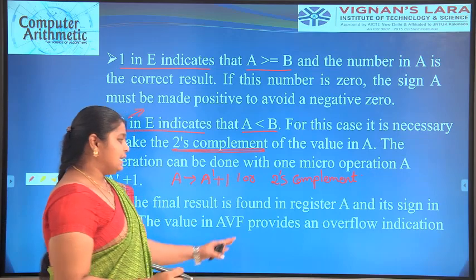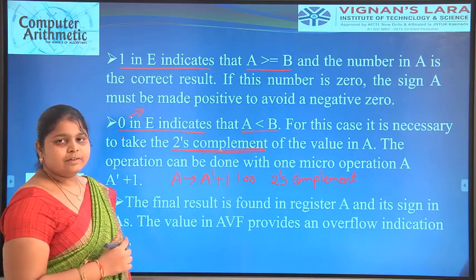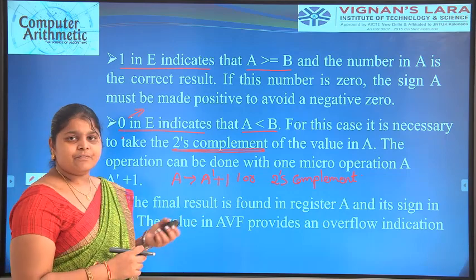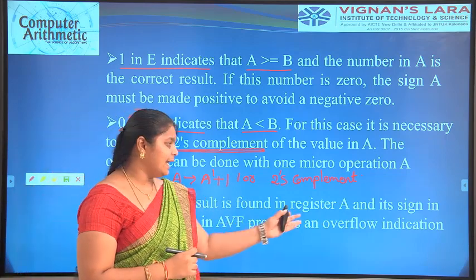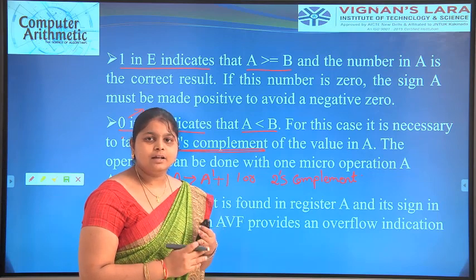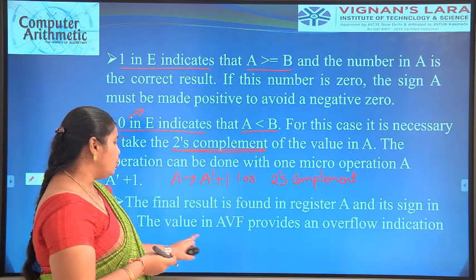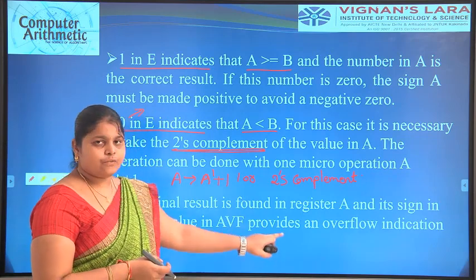The final result is found in register A and its sign is in AS. In the diagram, the final resultant will be stored in A and its sign in AS. A and AS are the registers. The value of AVF provides the overflow indication.